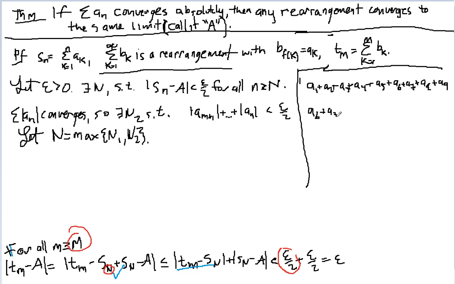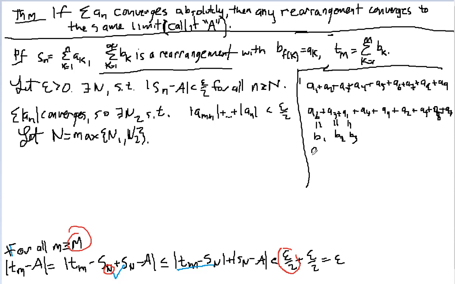Maybe it's a6 plus a3 plus a1 plus a4 plus a9 plus a2 plus a5 plus a8 plus a7. That one gets rearranged. What does that mean? Let's tie some notation to this. This is equal to b1, that's equal to b2, that's equal to b3, and so on and so forth.